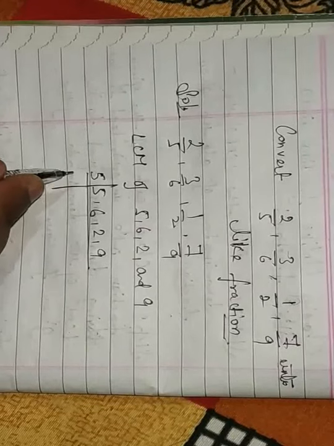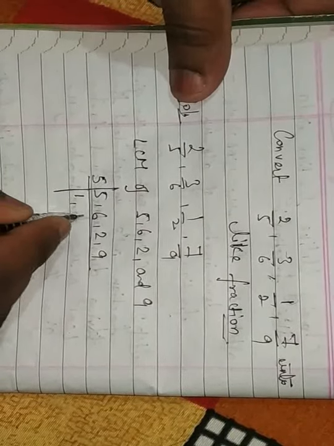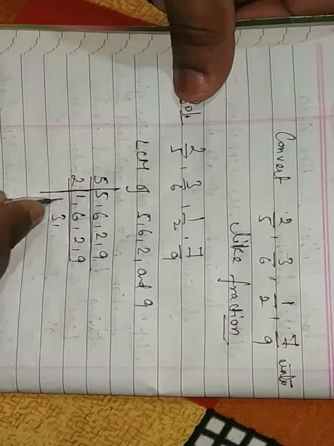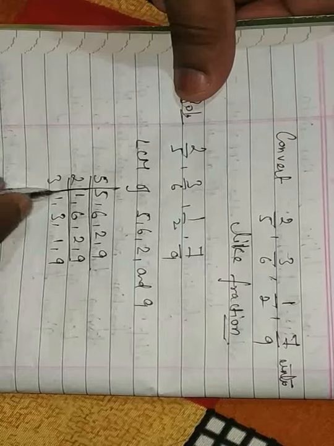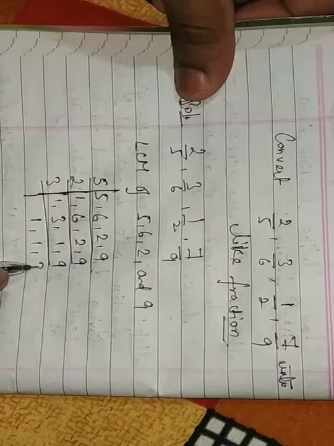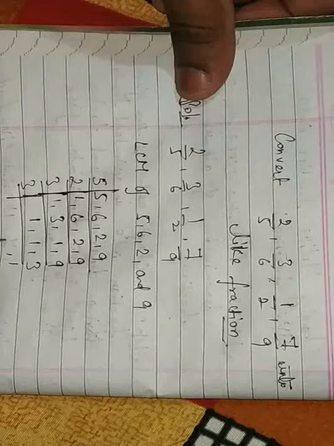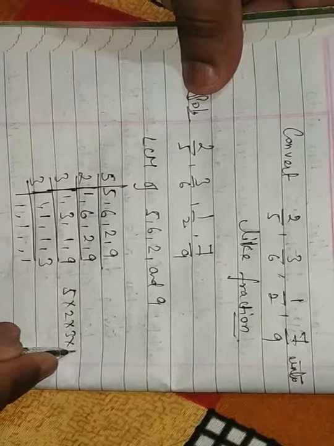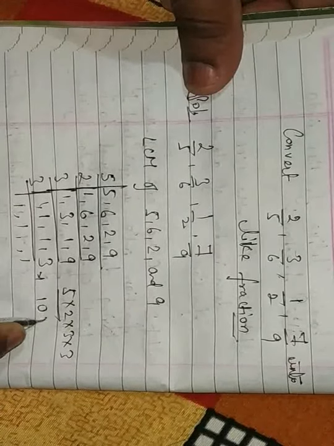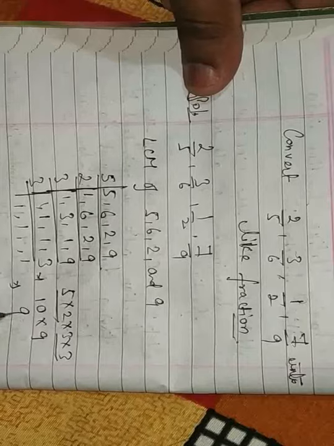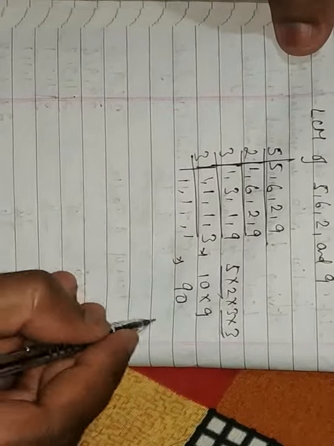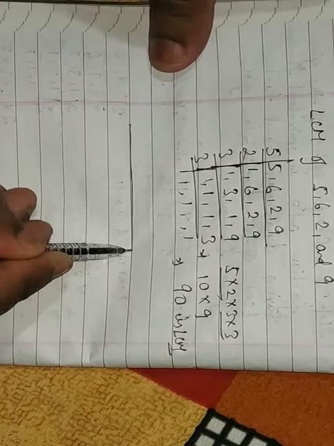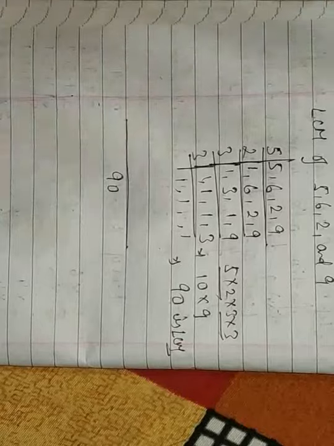We can divide with 5 because 5 is a prime number. 5 1s are 5, 6, 2, 9. 2 3s are 6, 2 1s are 2, 9. 3 1s are 3, 3 3s are 9, 3 1s are 3. So 5 into 2 into 3 into 3. 5 2s are 10, 3 3s are 9, 10 9s are 90 is the LCM. So we will divide with 90.